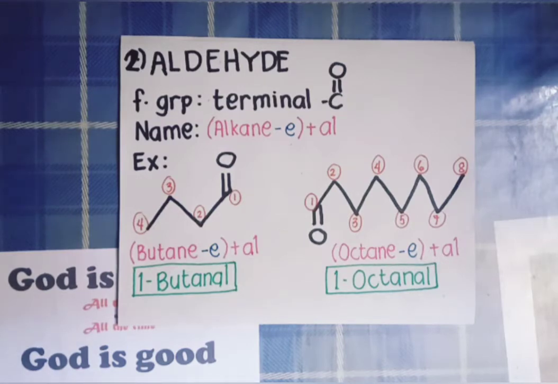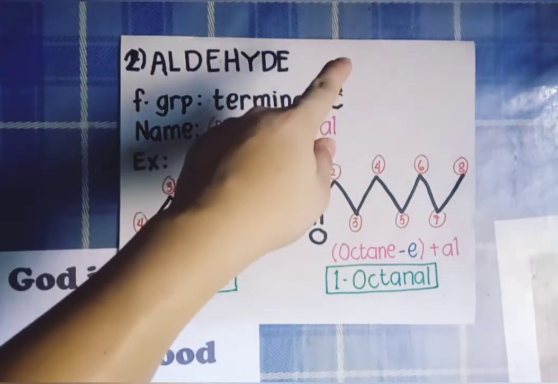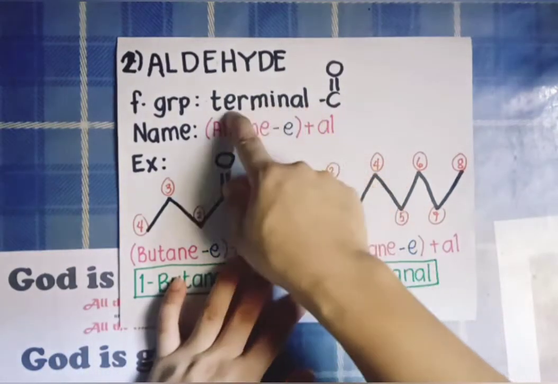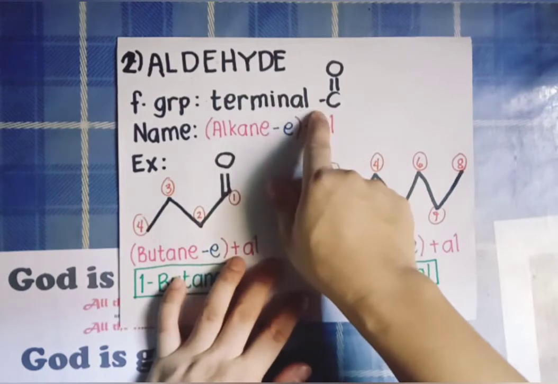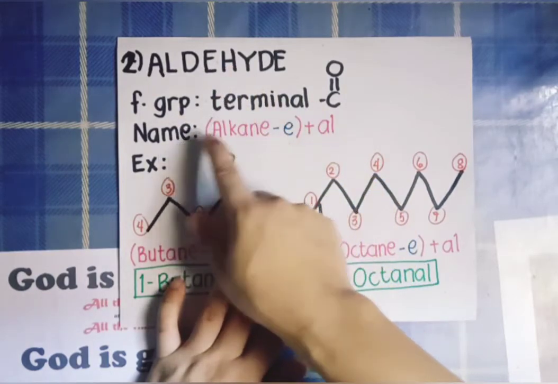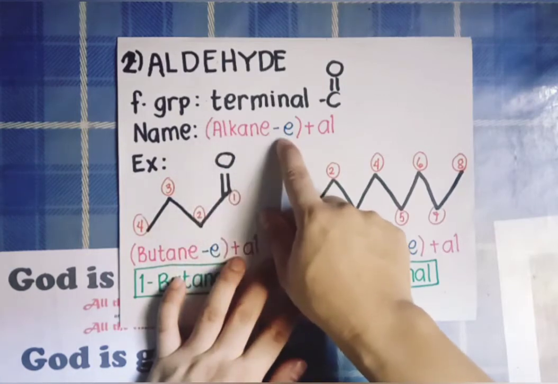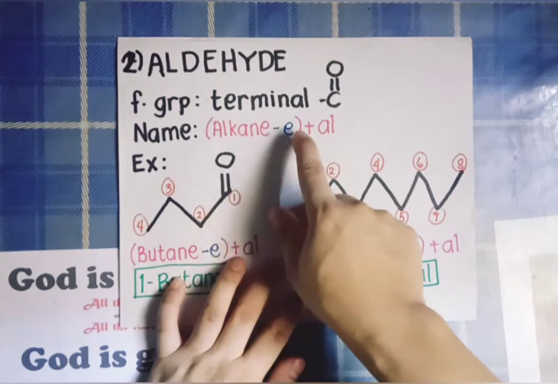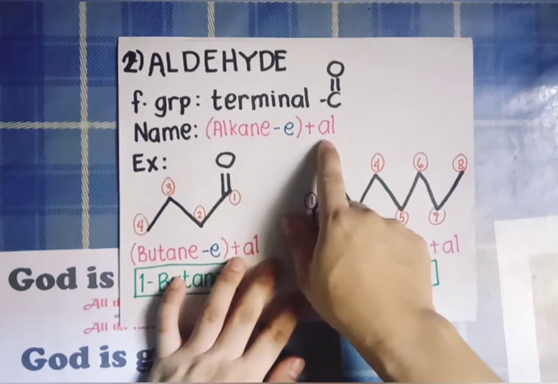The functional group of aldehyde is just like in ketone, C double bond O. But unlike the ketone, the C double bond O in aldehyde can be found in the terminal carbon, in any of the terminal carbon atoms that we have. The name of aldehyde follows the format alkane minus E plus al. Again, that's alkane minus E plus al.